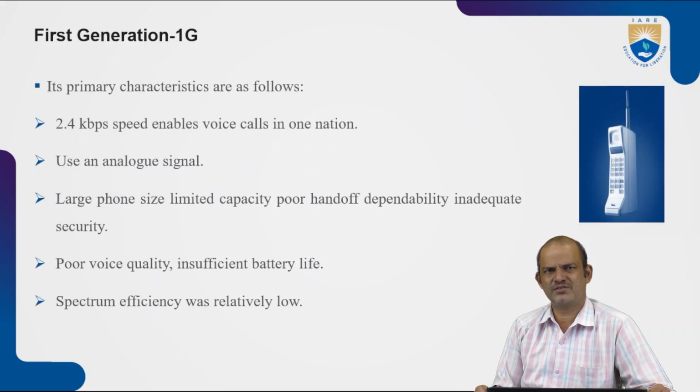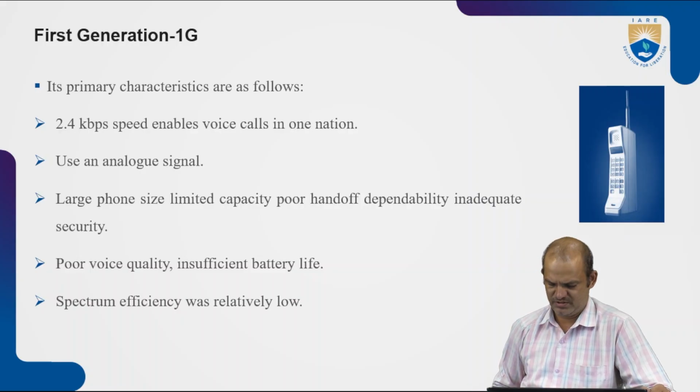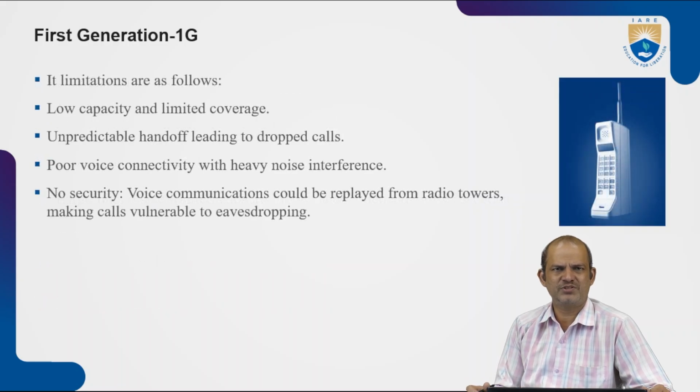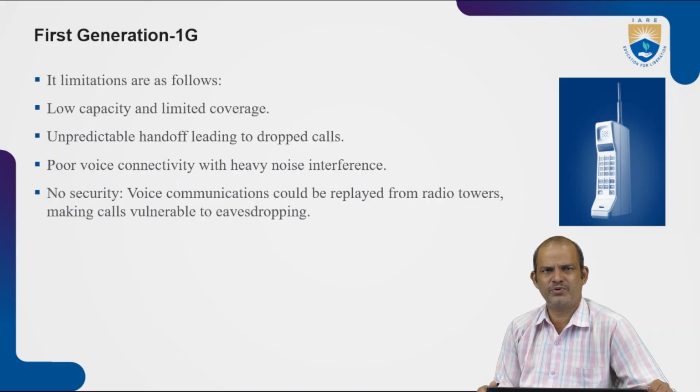And the primary characteristics of 1G mobile phones are 2.4 kbps speed, enables voice calls in one nation, and large phone size. The phone size is large in 1G. Next, from generation to generation, we reduce the size of the device also. Poor handoff, and voice quality is somewhat poor. And the limitations are low capacity and limited coverage, unpredictable handoff leading to dropped calls, poor voice connectivity with heavy noise interference, and there is no security in 1G mobile phones. That means 1G mobile phones are used only for making calls.